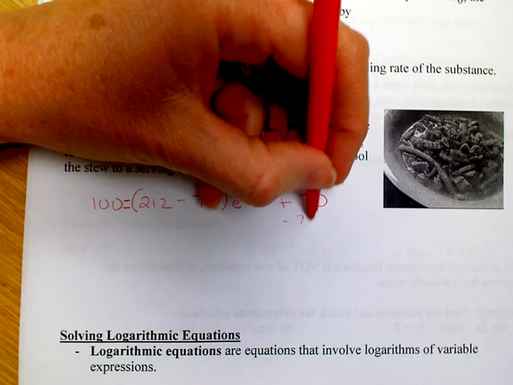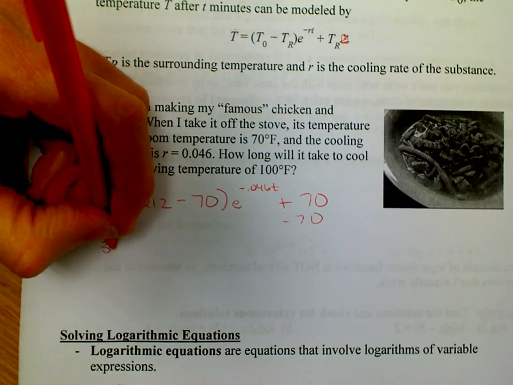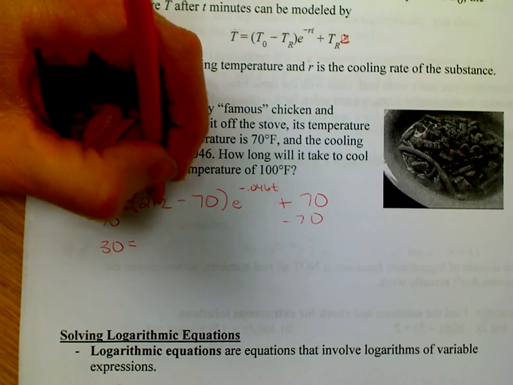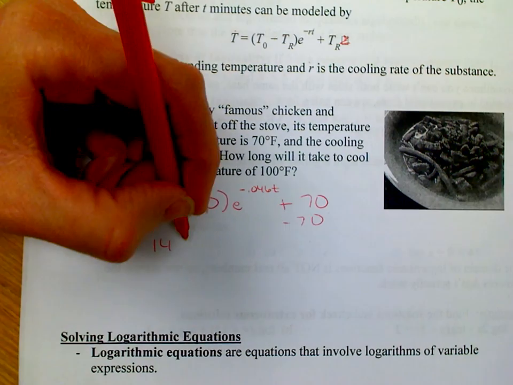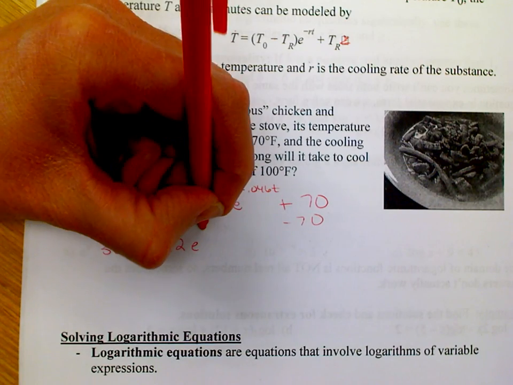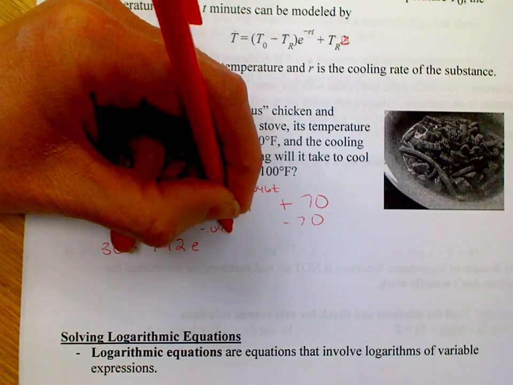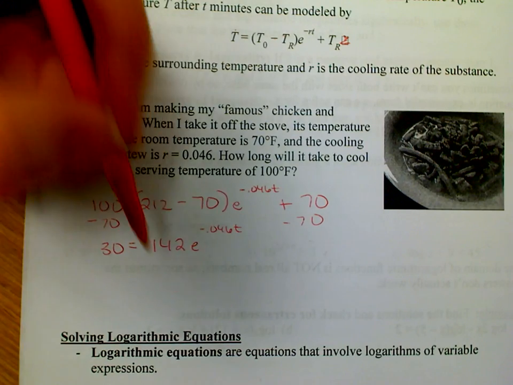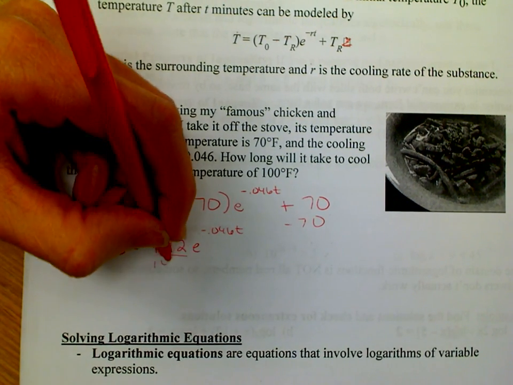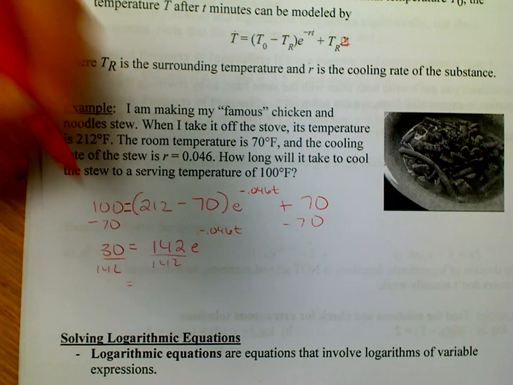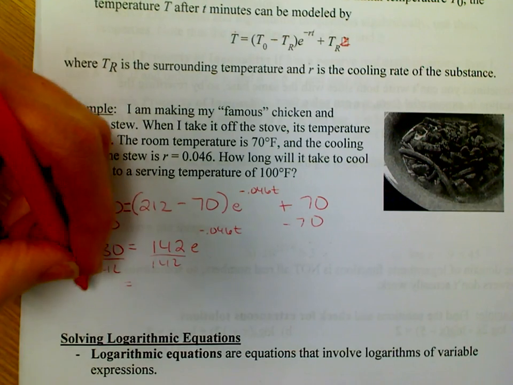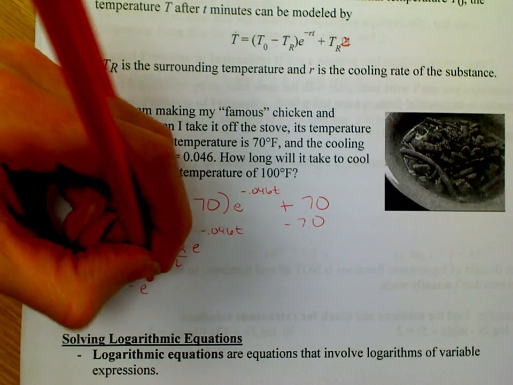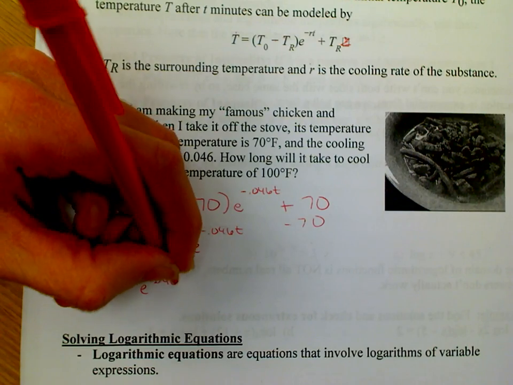The first thing I would do is subtract 70, and we're just going to work our way down. You can go ahead and do 212 minus 70 in the middle just to have less to deal with. That goes to 142 times e to the negative 0.046t power. The next thing we'd want to do is divide by 142, and that will get you 0.211 equal to e to the negative 0.046t power.